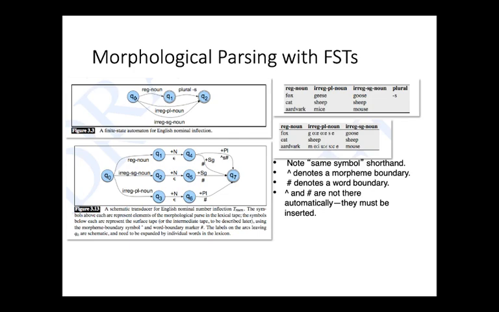Does this make sense? Oh, and the cool thing is, it's reversible. You can invert it. So all you have to do is reverse which of these is the input and which is the output with these symbols on each transition. And you run the same thing and it reverses. So you can do analysis and generation with the same FST just by inverting it, which is great.